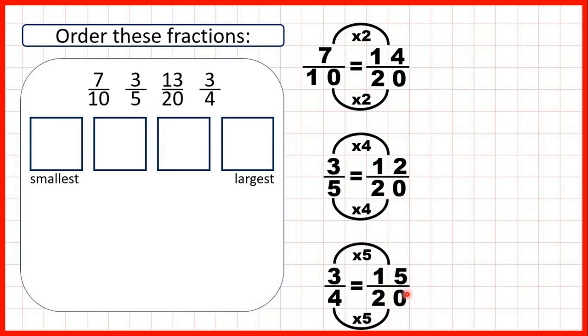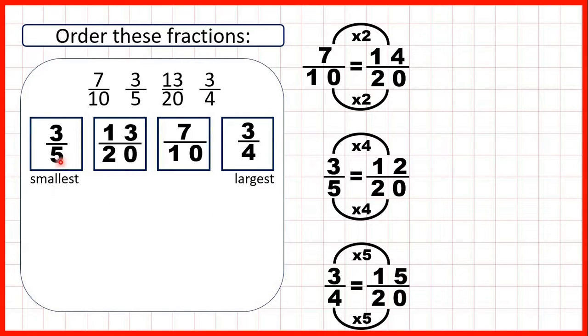So now that we know our equivalent fractions over 20, it's easy to compare these fractions. We can see that 12/20 is our smallest fraction, because that's less than 13, 14, or 15. And because that's the same as 3/5, we know that 3/5 is our smallest fraction. Then, next smallest is 13/20. Then we have 7/10, because that's equivalent to 14/20. And our largest fraction is 3/4, because that's equivalent to 15/20.